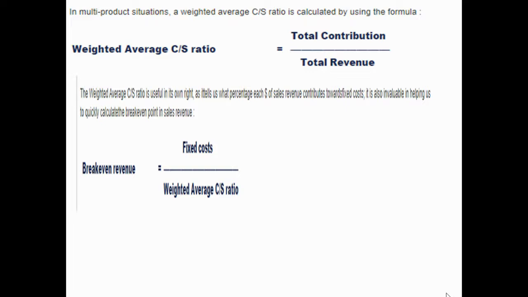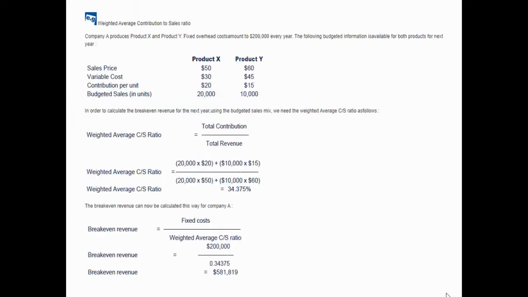Then the break-even point will be the fixed cost divided by the weighted average contribution to sales ratio. So you don't calculate the break-even point for each and every single product, but rather you calculate the combined break-even point when you have multiple products. Okay, so let's try an example.